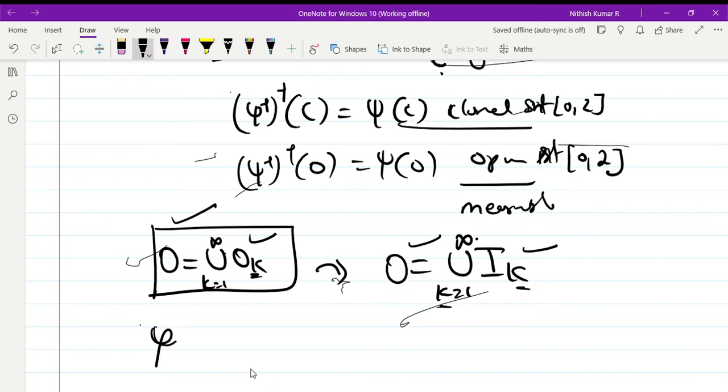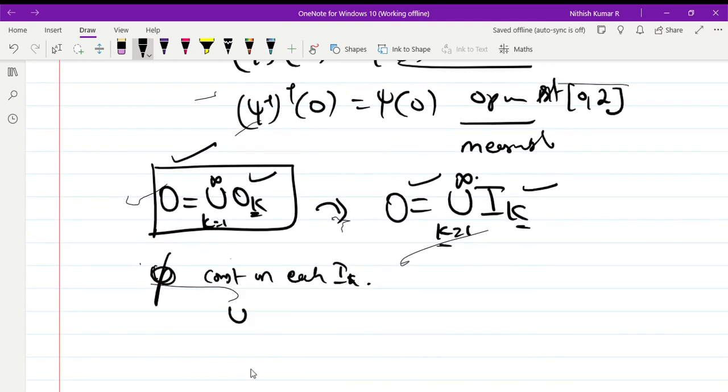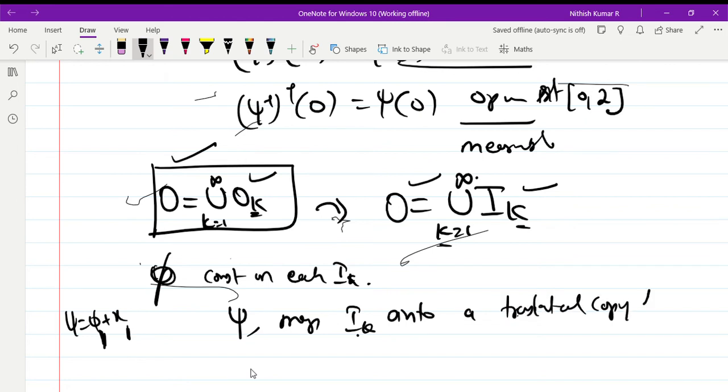Now my phi is constant on each I_k. Therefore my psi is nothing but phi plus x. Psi maps I_k onto a translated copy of itself, of the same length. See, phi takes I_k to a constant. Since phi is constant, but we are adding x, we are getting a translated copy of I_k of the same length. So psi is one to one, and we get a collection psi of I_k, where k ranges from 1 to infinity.